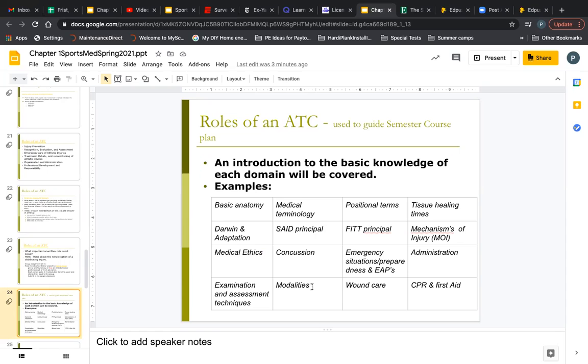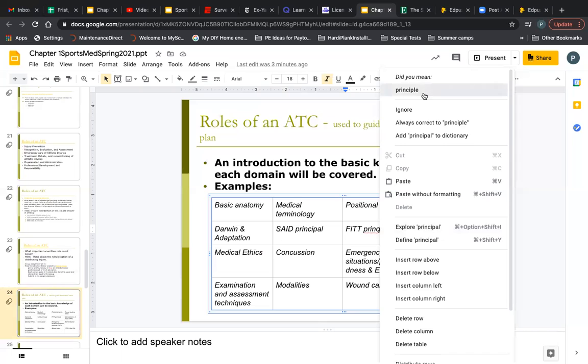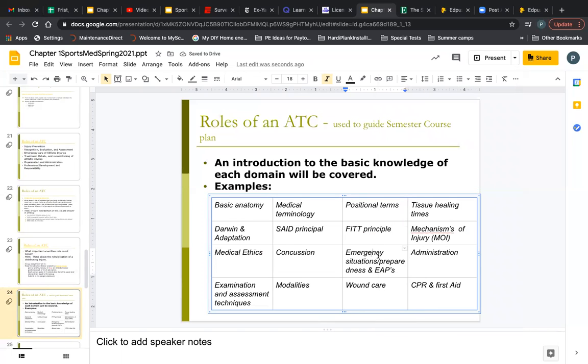And then the FIT principle. What does the FIT principle stand for? And that is spelled wrong. See if we can correct that now. There we go. Principle. Emergency situations, preparedness, and emergency action plans, wound care, mechanisms of injury, tissue healing times. Tissue healing times are really important. What's the first question every coach, athlete, and sports fan wants to know after someone is injured? And that should give you an idea why tissue healing time is important. Administration, what do we need to do administratively behind a glass window in our office? And then obviously you need to be CPR certified and first aid certified, which is part of this course.